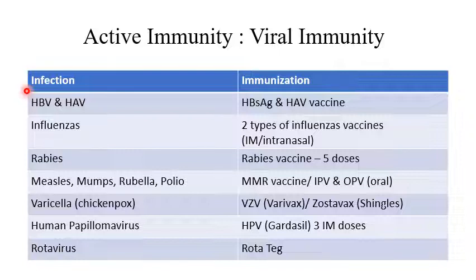Again, both hepatitis B and hepatitis A vaccines are made from yeast cells. An allergy to yeast would be a contraindication to these vaccinations. And remember that there's no vaccination for hepatitis C yet.